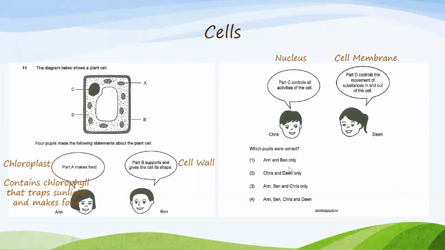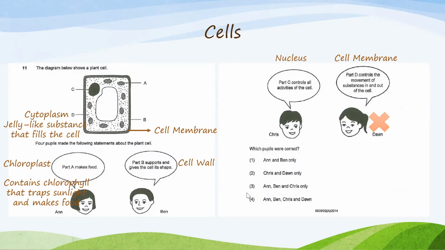So this function actually is for the cell membrane. And where is the cell membrane? It is located here. This part here is the cell membrane. And what is D? As I said just now, it is the cytoplasm. It's a jelly-like substance that fills the cell. With all the different parts, we have the chloroplast, cell wall, nucleus, cell membrane, cytoplasm. One of the parts that is missing is the vacuole, and it stores the food, water, and waste products. That's the function. Basically, for a plant cell, there's 6 parts altogether.